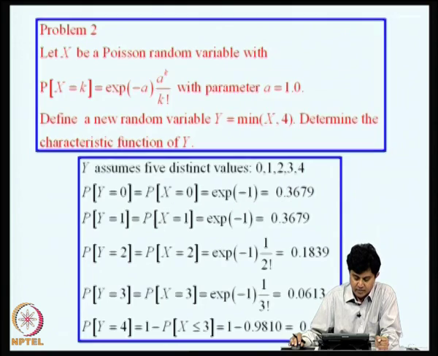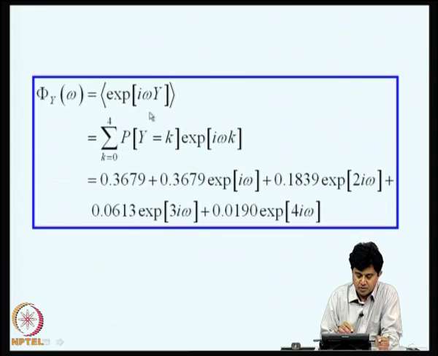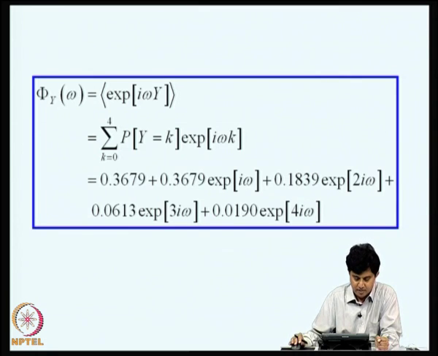So we have now obtained the probability mass function. We could evaluate the characteristic function, from which we can get moments, etc. The characteristic function is the expected value of exponential of j omega Y, and this is a discrete random variable assuming 5 values. If you substitute that, we get the characteristic function given by this. Now if you differentiate this with respect to omega and put omega equal to 0, you will be able to find the mean and so on. So once the characteristic function is known, we can easily evaluate the moments.